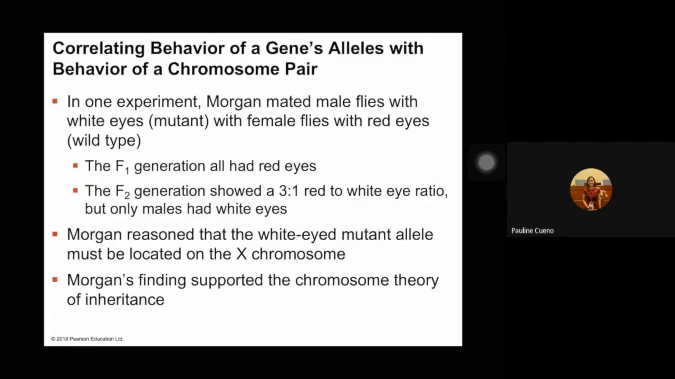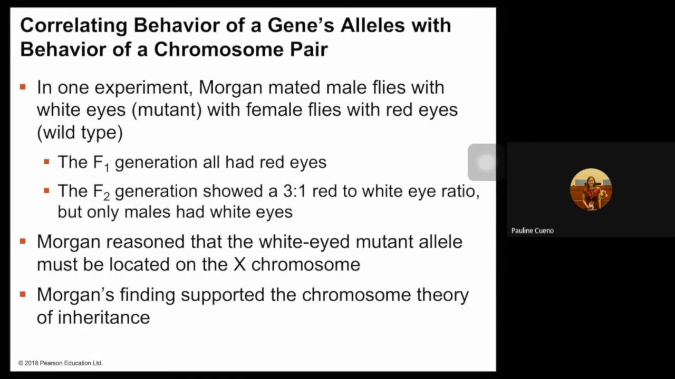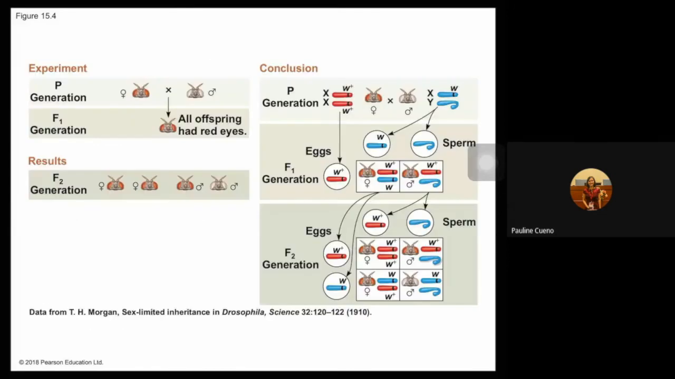And then, based on his observations, Morgan reasoned that the white-eyed mutant allele must be located on the X chromosome. And then Morgan's finding further supported the chromosome theory of inheritance. So, just a closer look at Morgan's experiment. You have the P generation, the red-eyed female and the white-eyed male. Then in the F1, all had red eyes. But in the F2 generation, only males had white eyes.